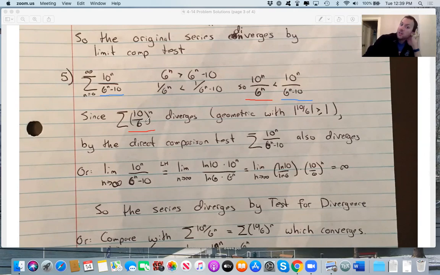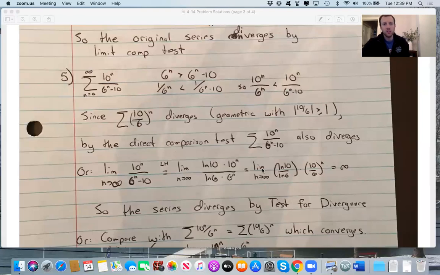So the red series here diverges because it's geometric. The r is 10/6, and that has absolute value greater than 1. So this series diverges and its terms are smaller than the terms of the series we're actually interested in. So if this thing's bigger than a series which already diverges, then the direct comparison test says that it also diverges. Okay. Questions about that one? Okay.